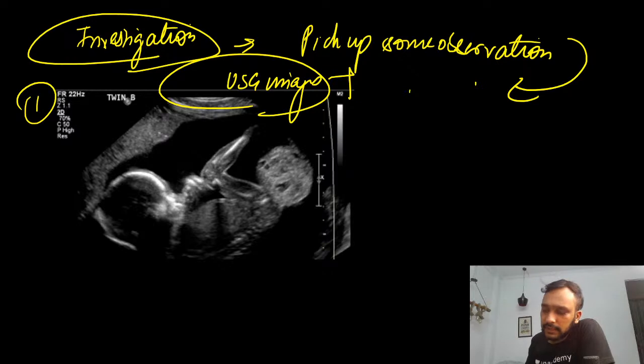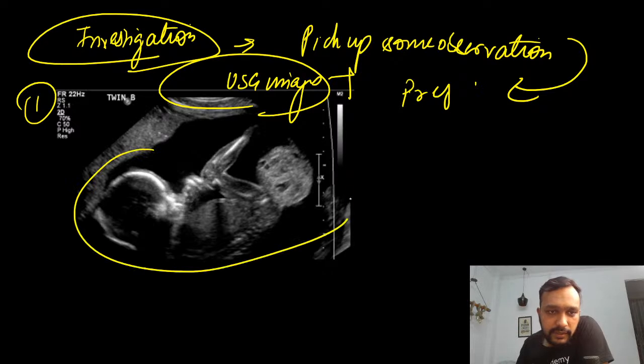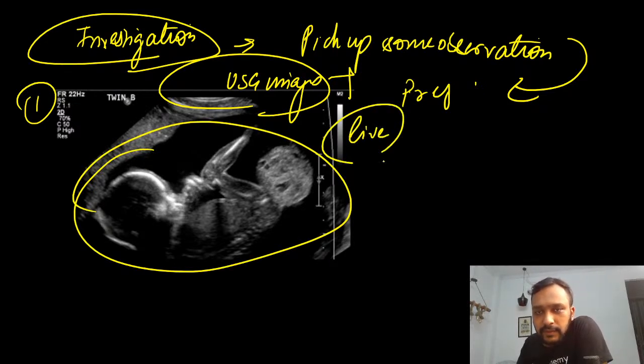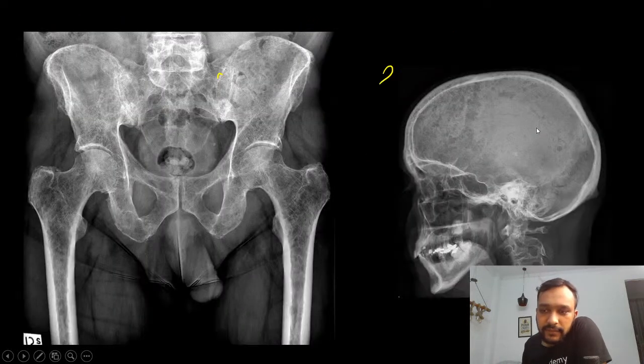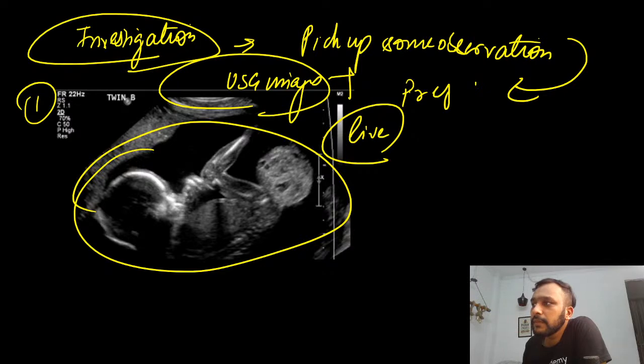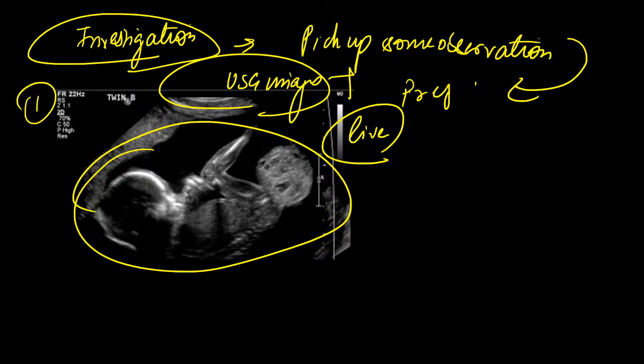So this is an ultrasound of a pregnant female, and you can see a live fetus within the uterus, intrauterine. Live fetus can be seen. Now guys, what you have to do is identify what is the abnormality that you can see within this fetus. Tell me, what is the abnormality that you can see within this fetus? Anyone?